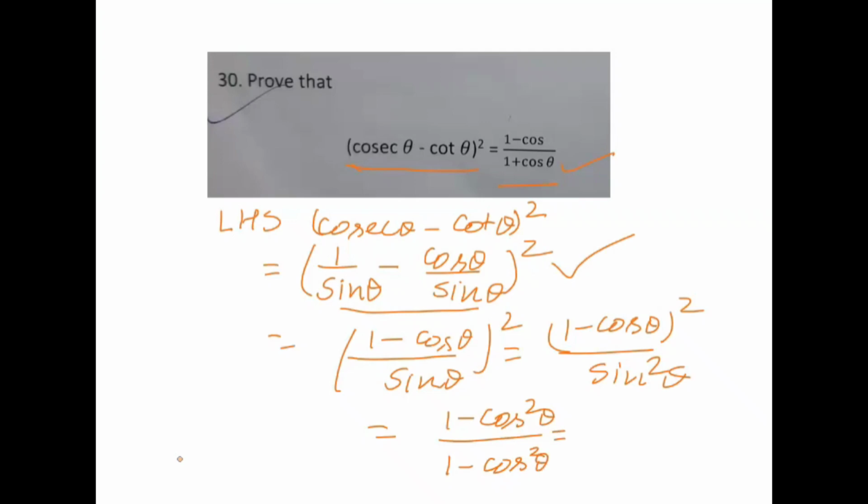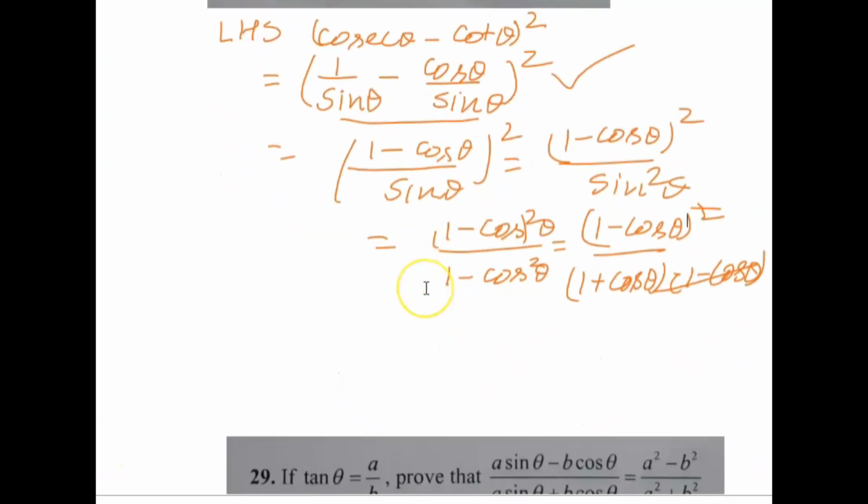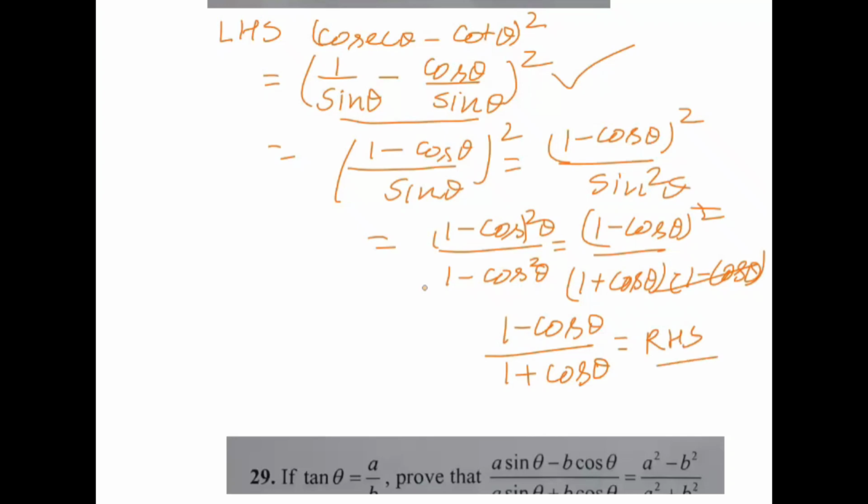So we can also write this as a whole square, not complete whole square. So this is written like (1 minus cos theta) whole square upon (1 minus cos theta)(1 plus cos theta). So one power of 1 minus cos theta is deducted. So our answer will become (1 minus cos theta) upon (1 plus cos theta), which is equal to the right hand side. So this will be our answer.